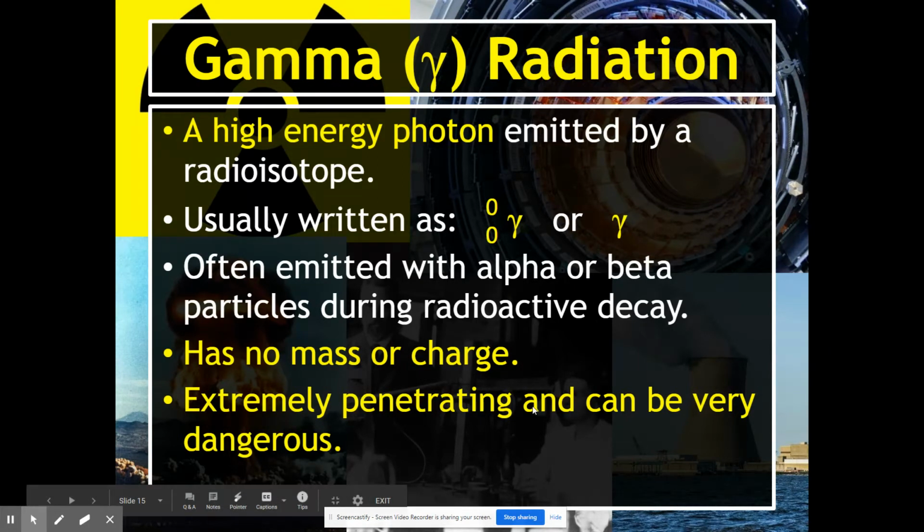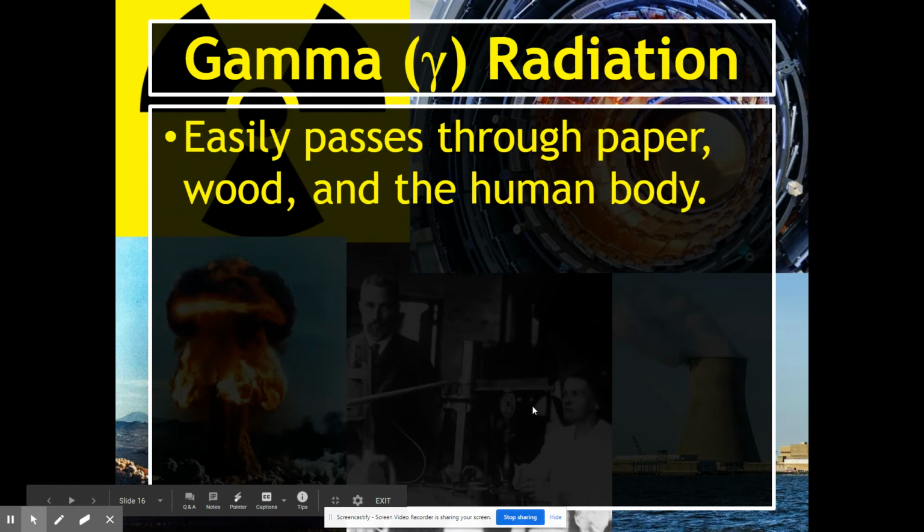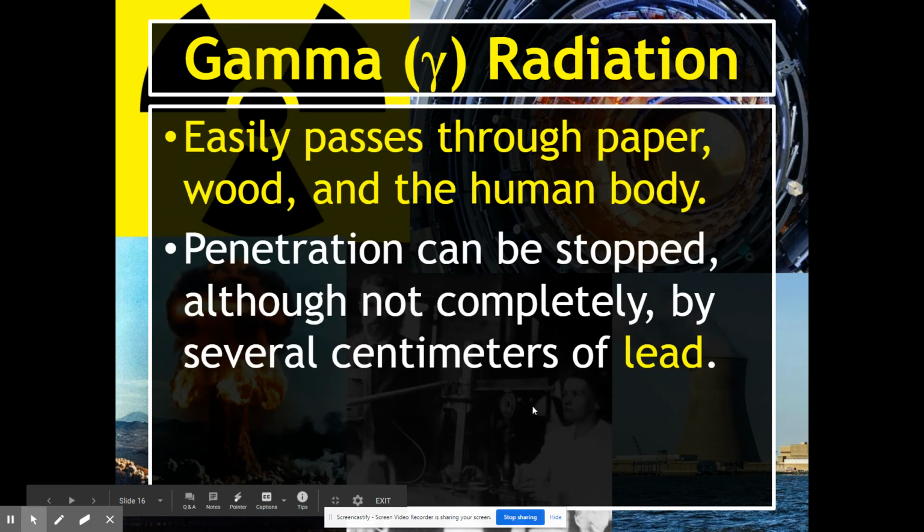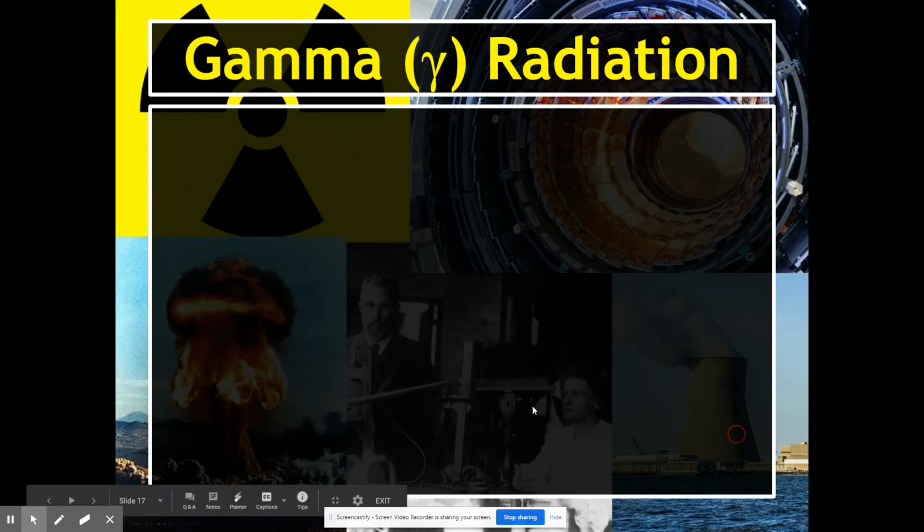So it goes through most things. Easily passes through wood, paper, and the human body. Penetration can be stopped, although not completely, by several centimeters of lead. So that's why when you go to the dentist, they put on that lead apron over the top of you so that none of the radiation leaks on you.